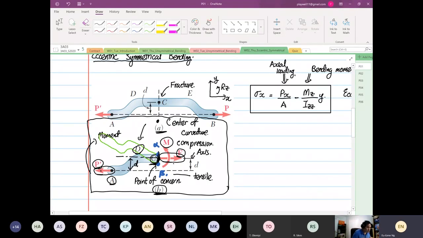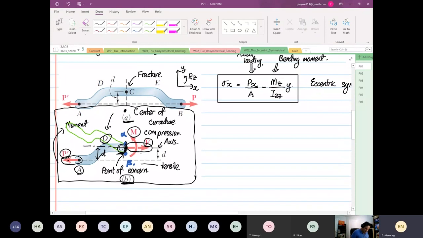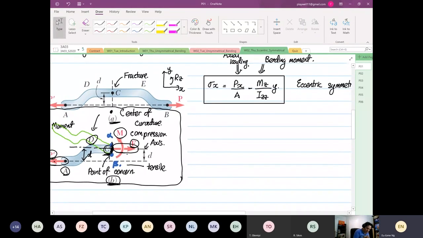Any other questions? If anything is not clear, just stop me. Okay, so what we see now, like what I mentioned before, do not worry about the sign down here. Do not worry.